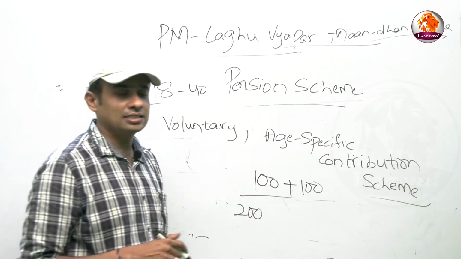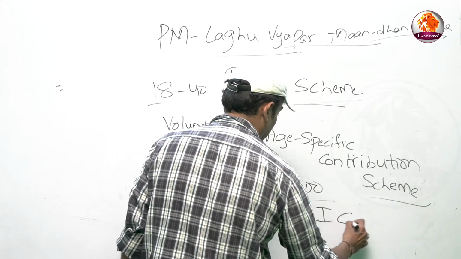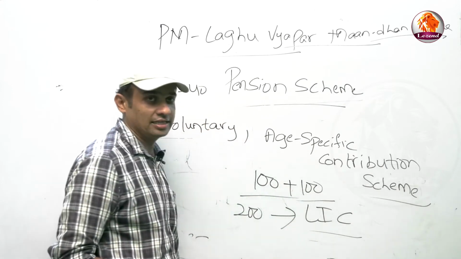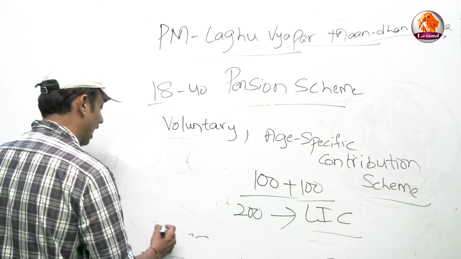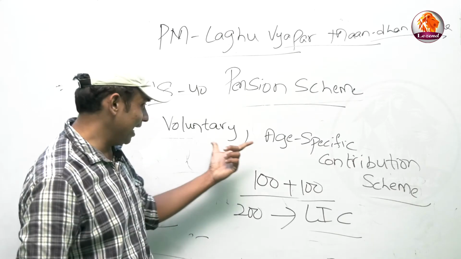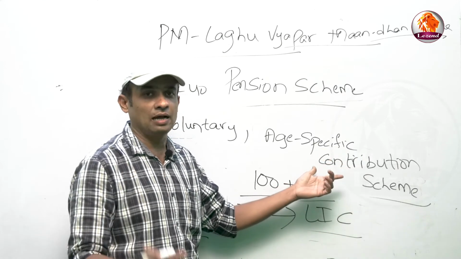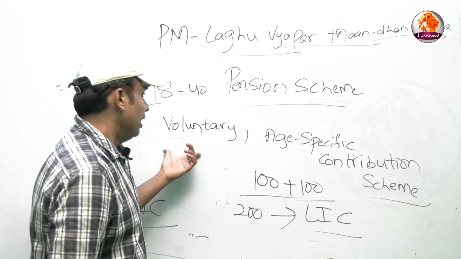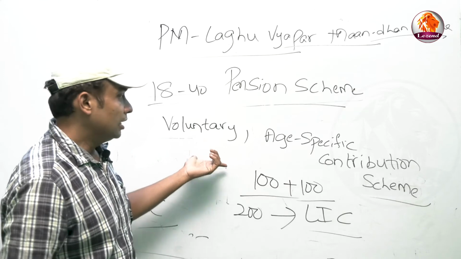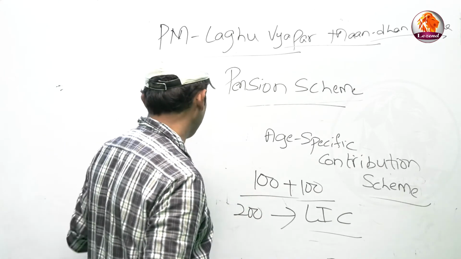It will be paid to the government, and this is implemented by the Life Insurance Corporation of India, LIC. So it's an age-specific contribution. That means the government specifies a certain amount for every age group. It's a voluntary scheme, and it is an auto debit scheme, guys. You are not paying anything.